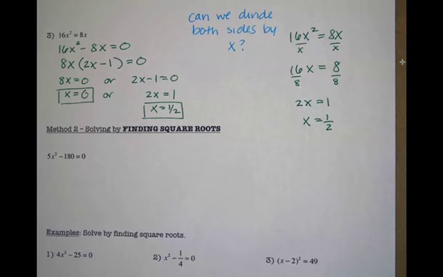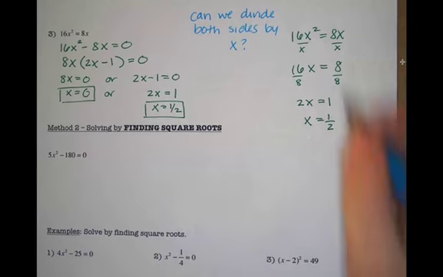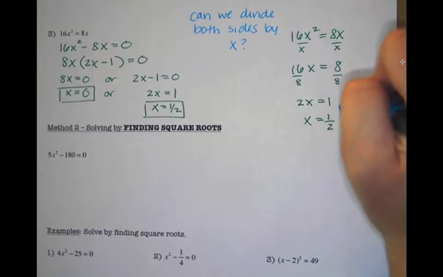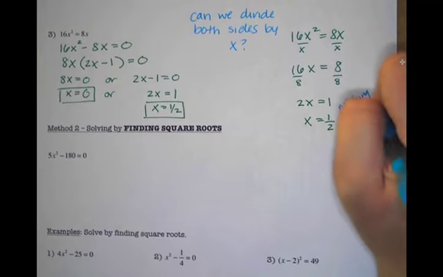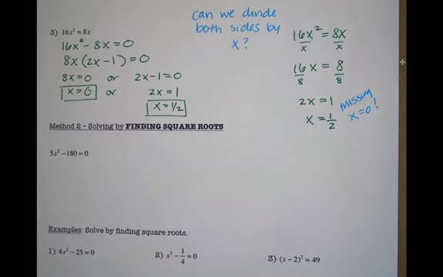So take a look at that. Did we get the same solutions? Okay, we're actually missing one. The problem is we are missing x equals 0. And that happened because we divided both sides by x.